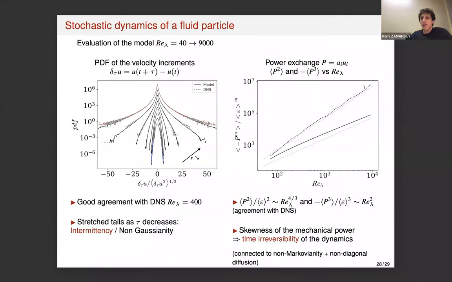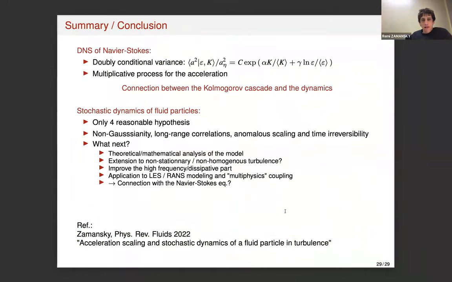What I observe is that time irreversibility in the dynamic comes if you add two ingredients in the model: both the non-Markovianity that you have in the dissipation rate, and the non-diagonal term in the diffusion tensor. But it's interesting that the main features of the Lagrangian dynamic can be reproduced with that model. Well, that brings me to the conclusion of the talk.